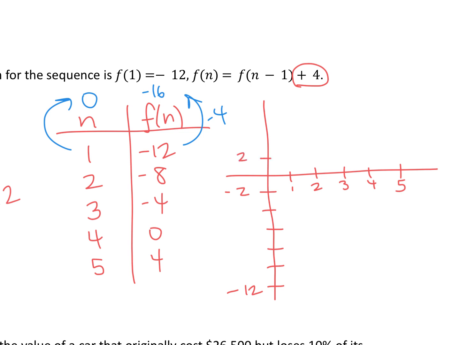All right, so 1, negative 12. So right there. 2, negative 8. So that's going to be right there. 3, negative 4. About right there. And 4, 0, 5, 4. Okay, so definitely linear, which is arithmetic, right? Straight line, but do not connect the dots because it's a sequence. All right, let's move on to number 6.